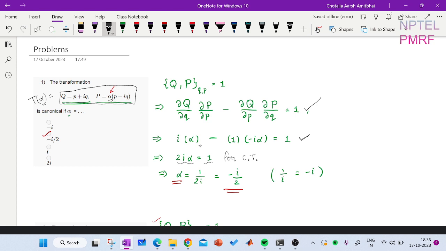So do you understand it now? No, sir, I asked something different. Suppose 2I alpha multiplied by P or Q or something is equal to 1, then how do I find alpha? I see, it's a very good question. The question is, if we got the commutator basically as this, then what does it mean? It means there exists no alpha for which the transformation is canonical.